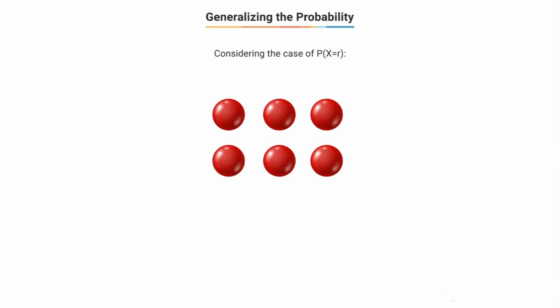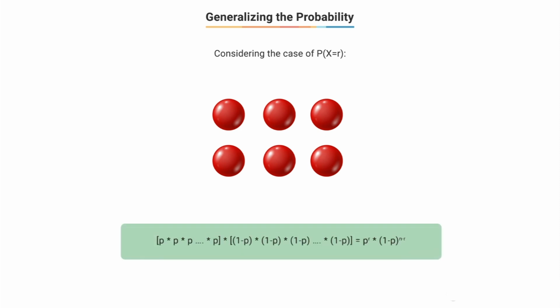We would have to get R red balls and n minus R blue balls. So the probability of getting one such combination is equal to P into P and so on up to R times, that is P to the power R, multiplied by 1 minus P into 1 minus P and so on up to n minus R times, which is equal to P to the power R into 1 minus P to the power n minus R. Finally, let us see how we can generalize the multiplication factor. You recall this factor was calculating the number of combinations of getting R red balls out of the n total balls.